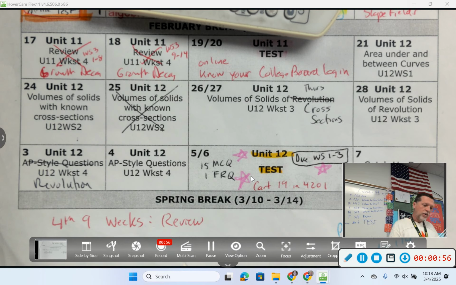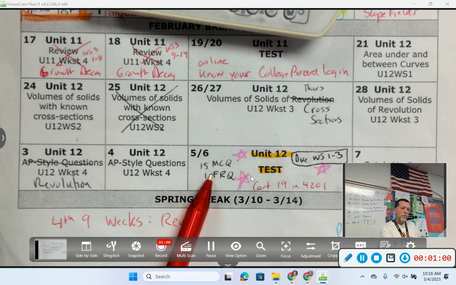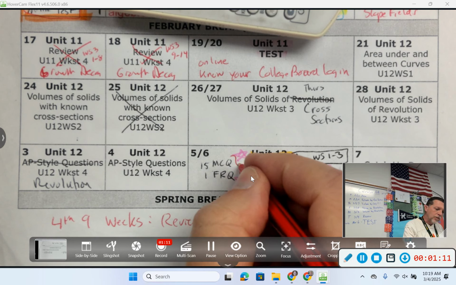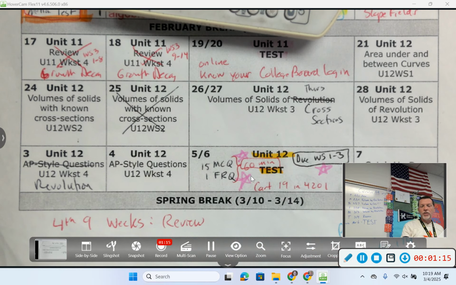Timing should be okay because multiple choice questions with calculator, you get 3 minutes each, and one free response question should be 15 minutes. So this should be a total of 60 minutes. I'll give you the whole time because, like last time, technology and issues and whatever, but we should be fine on time that day.